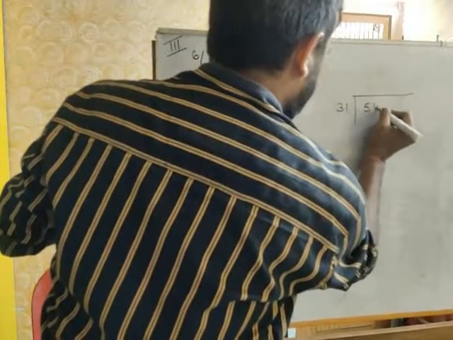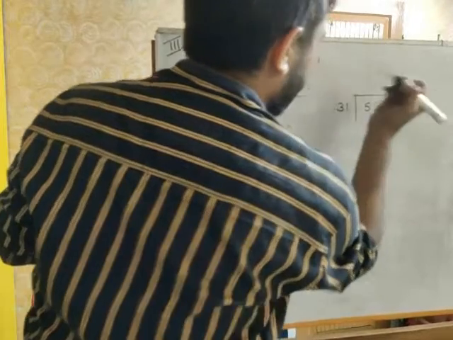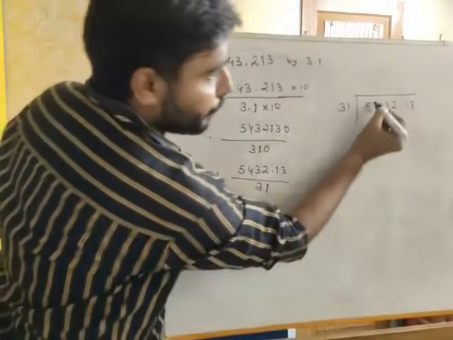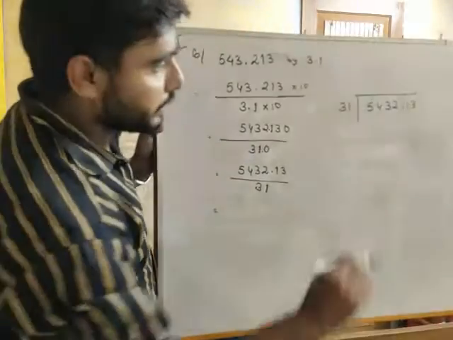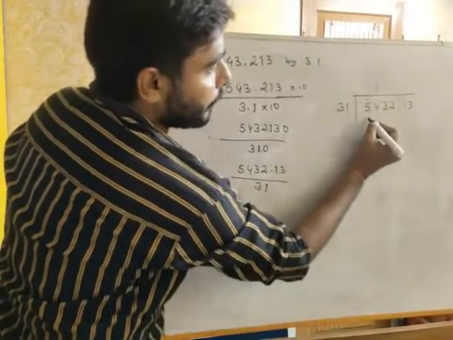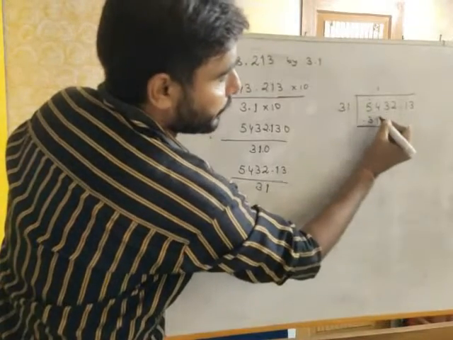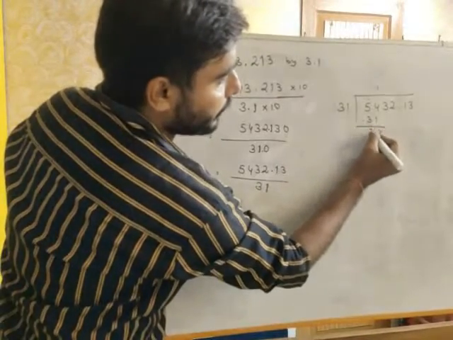31 will divide 5432.13. Okay, so the first two digits are 54. 31 into 2 will make it 62. So one time it will be 31. After subtraction, 4 minus 1 is 3, 5 minus 3 is 2.